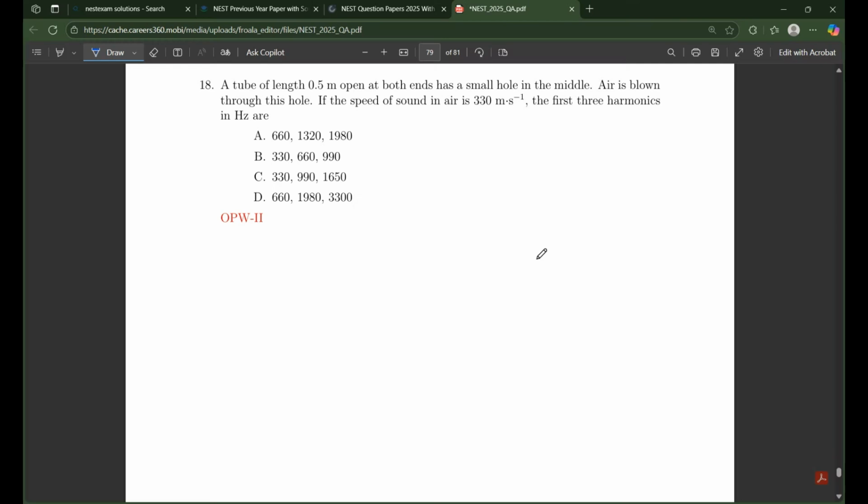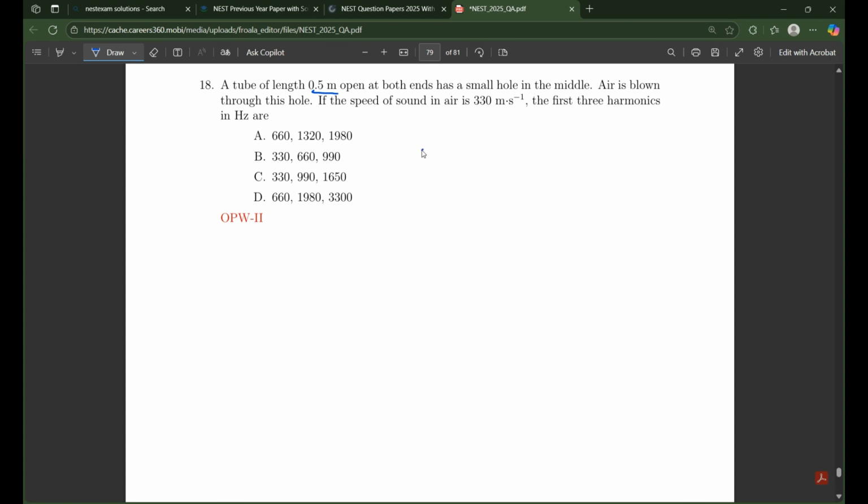Hello everyone, this is question number 18 of the NEET 2025 exam. The question says a tube of length 0.5 meter open at both ends has a small hole in the middle. Air is blown through this hole. If the speed of sound is 330 meter per second, the first three harmonics in hertz are.